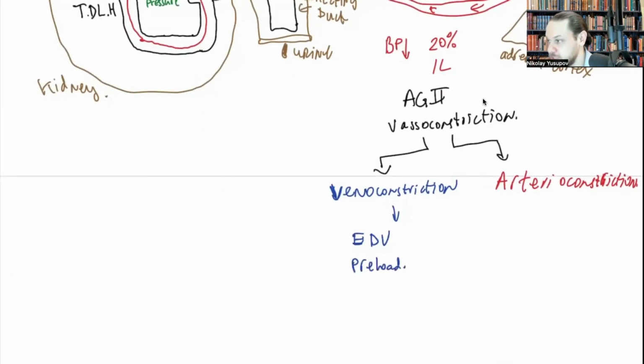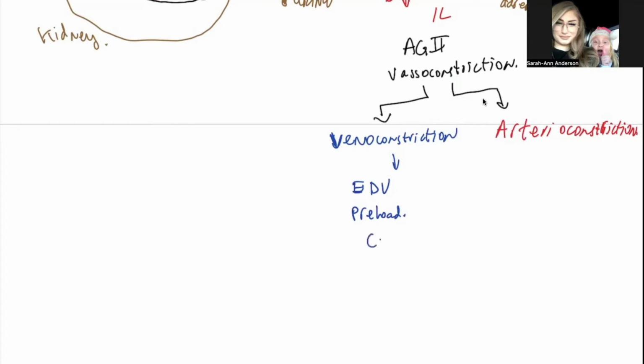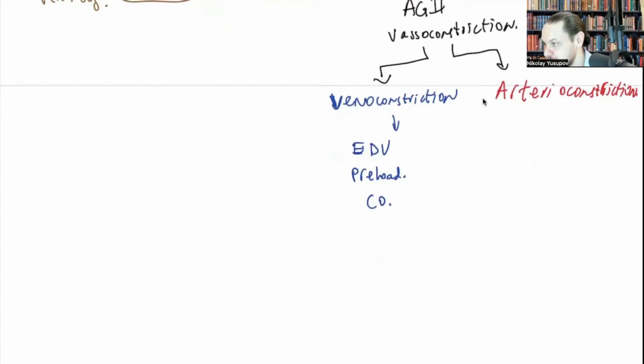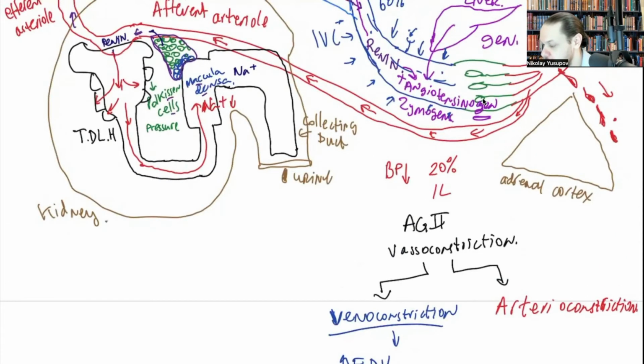So if I increase my preload, I'm also going to increase my cardiac output. So I'm going to increase my cardiac output, and this venoconstriction will essentially raise my systolic blood pressure. So: increase the end-diastolic volume, increase the preload, increase cardiac output, increase my systolic blood pressure. So this is what venoconstriction will do.